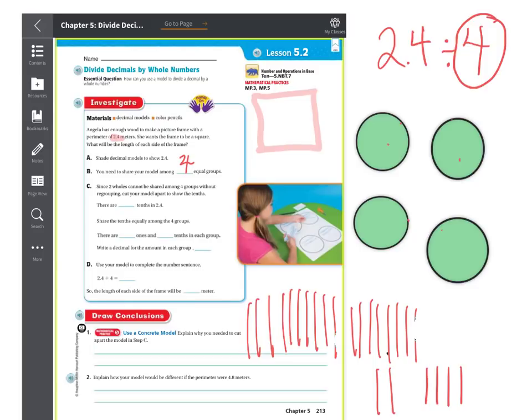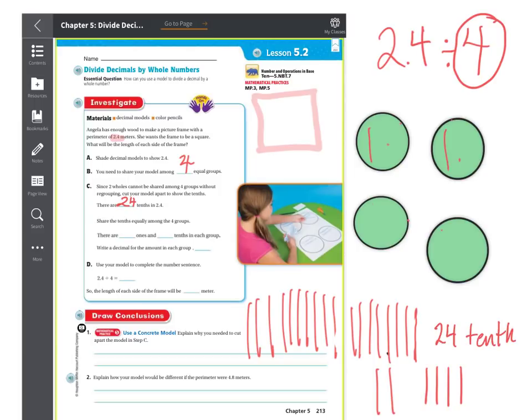Now let's count how many tenths we have. We have 1, 2, 3, 4, 5, 6, 7, 8, 9, 10, 11, 12, 13, 14, 15, 16, 17, 18, 19, 20, 21, 22, 23, 24. So we have 24 tenths. So for part C, there are 24 tenths in 2.4. Now we're going to share the tenths equally among the groups. So I have 24, so I'm going to just count out 24 among these 4 groups.